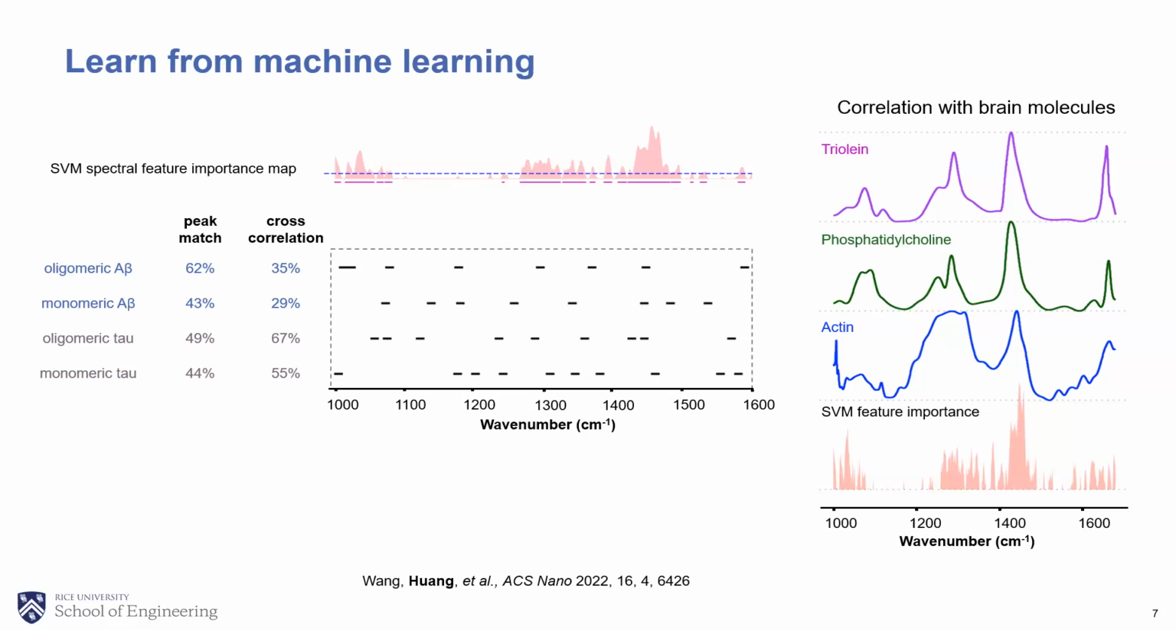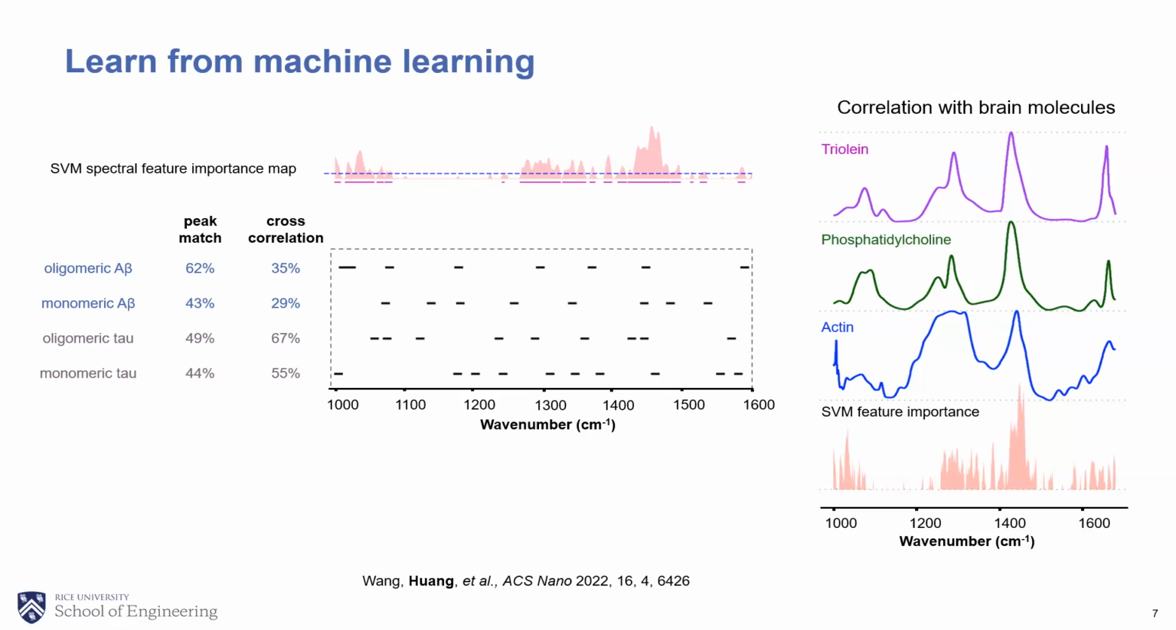In addition, if we compare oligomeric forms with monomeric forms, we can see the oligomeric form always have higher scores compared to the monomeric forms for both A beta and tau, and for both peak matching score and cross-correlation score. So this again matches our expectation because oligomeric forms are considered more important to AD.